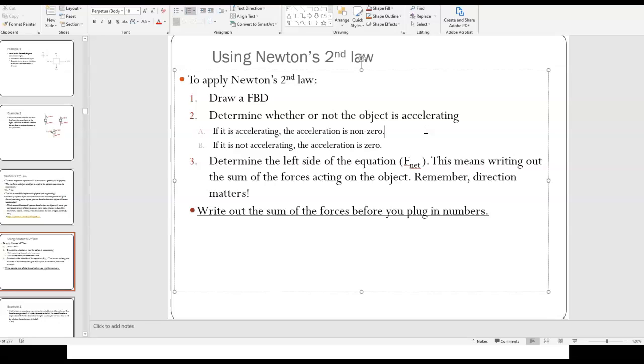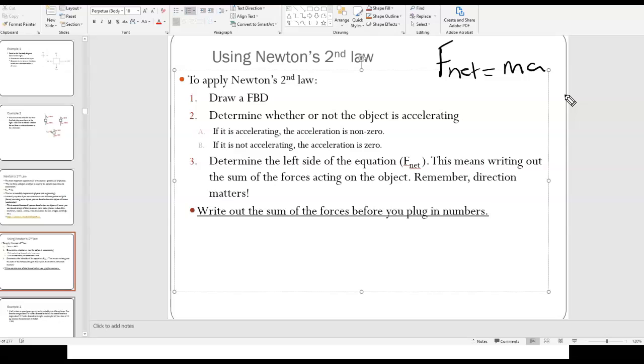Step 2, determine whether or not the object is accelerating. Okay, so F net equals ma, so basically this is saying to figure out the right side of the equation first. If the object is accelerating, then the acceleration is not equal to 0. Sometimes you'll be given the acceleration, sometimes you won't. If the object is not accelerating, then the acceleration is 0. Okay, and you know it's not accelerating if the object is at rest or if it's moving with a constant velocity.